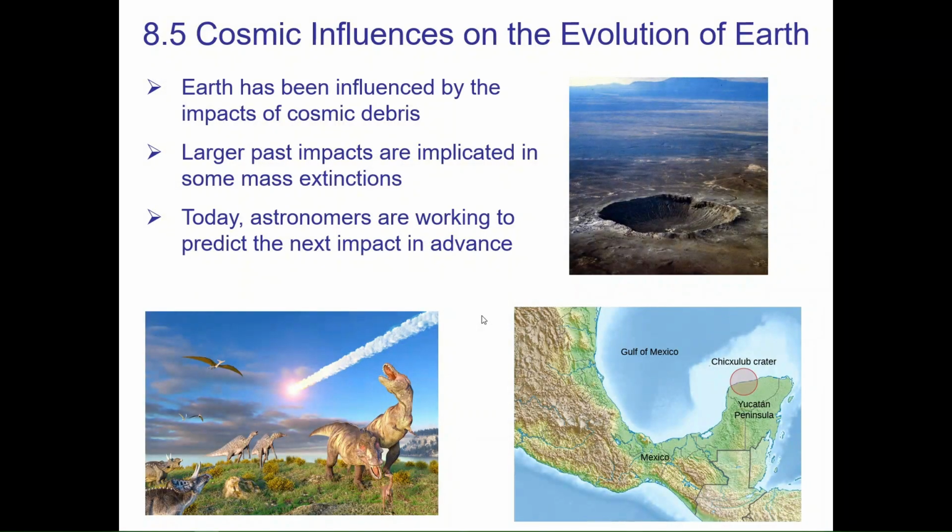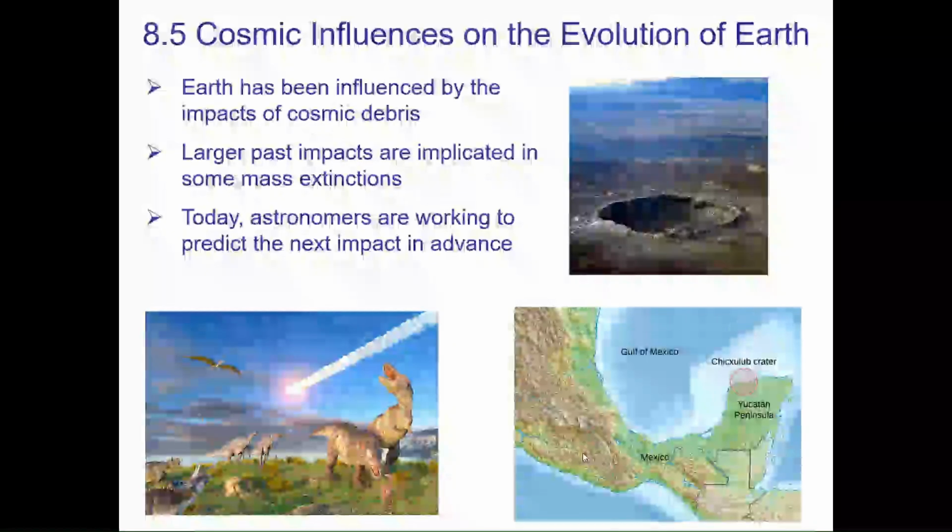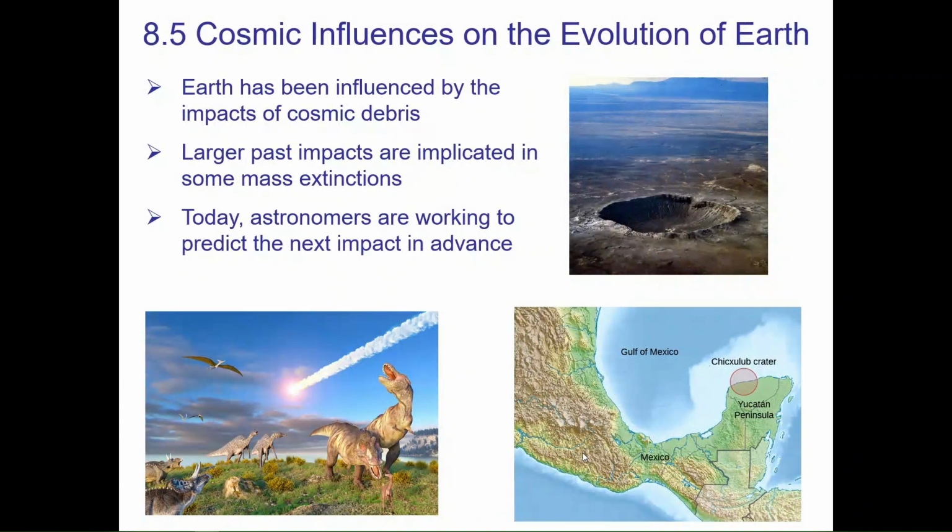And how human activity influenced the Earth's evolution. And finally, let's talk about the cosmic influences on the evolution of the Earth. That means any force coming from outside of Earth, and how it shapes the Earth. So for cosmic influence, we're mostly talking about the collision of large asteroids or meteorites on the Earth.